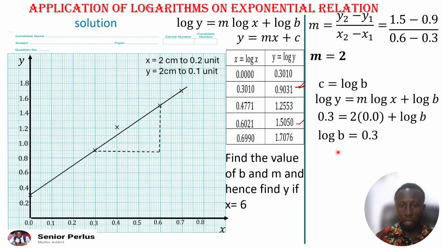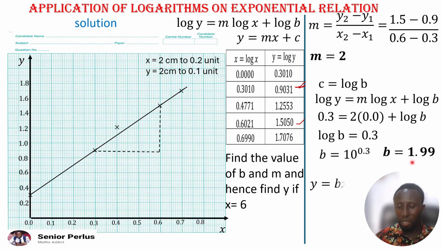Then I'll use the definition of log. So here is base 10. The log is base 10. So the 10 will push this and go and carry what? The 0.3. Very good. That's the definition of log. You all know. Therefore, my b is this. Very good. So now I know my m and b.